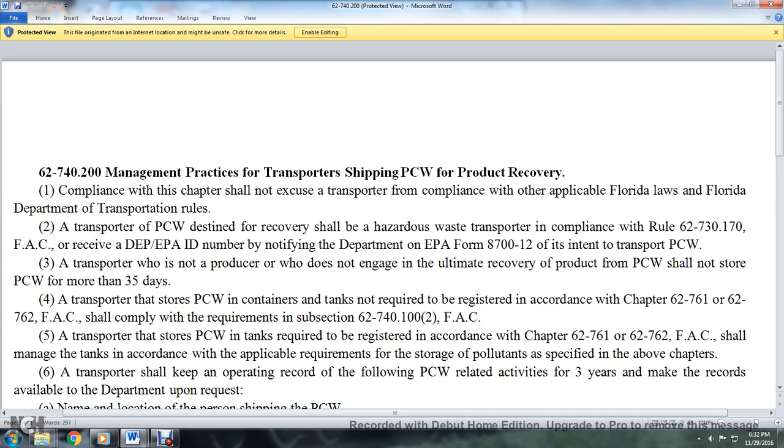A transporter shall store the petroleum contact water in containers or tanks required to be registered in accordance with Chapters 62-761 and 62-762, Florida Administrative Code, and comply with the requirements of Section 62-740.100, Florida Administrative Code. The transporter shall manage the petroleum contact water in accordance with the applicable storage requirements specified above.